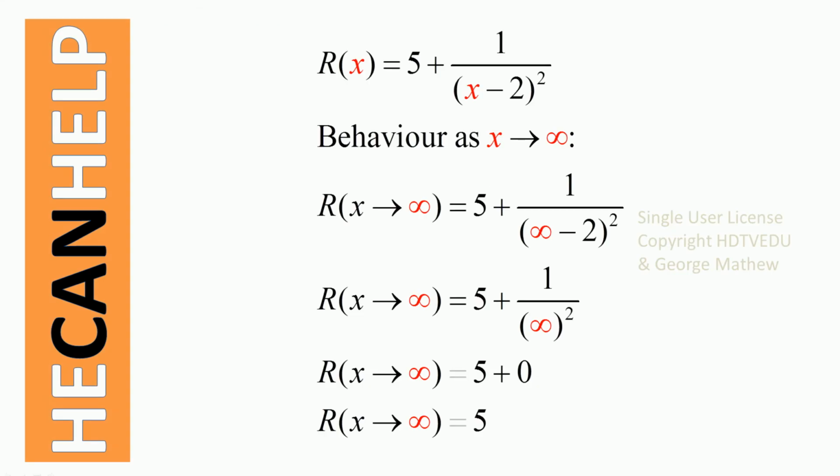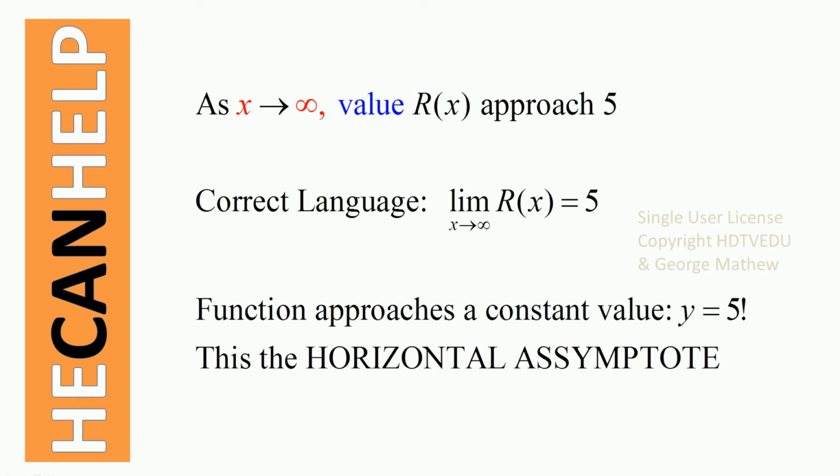What happens when we go to the other side, positive infinity? As x approaches positive infinity, again we do the same thing. Do not forget infinity is not well defined. So as x approaches positive infinity, what is infinity minus 2? Again a very big number, and then the square of that, and 1 over that becomes almost 0. So you get 5. So what is the correct language? As x approaches infinity, the value of r of x approaches 5. The limit as x approaches infinity of r of x is equal to 5.